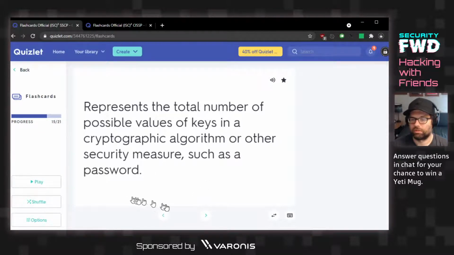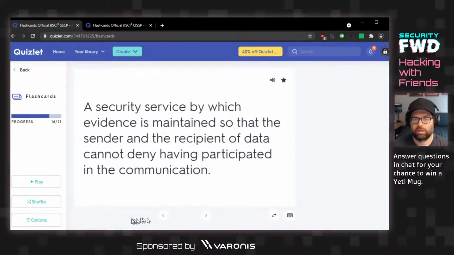So, all right. A security service by which evidence is maintained so that the sender and recipient of data cannot deny having participated in the communication. Non-repudiation? Security service by which evidence is maintained. Digital lockers? I don't know. Non-repudiation. All right. Yeah, non-repudiation. I know we talked about this before.